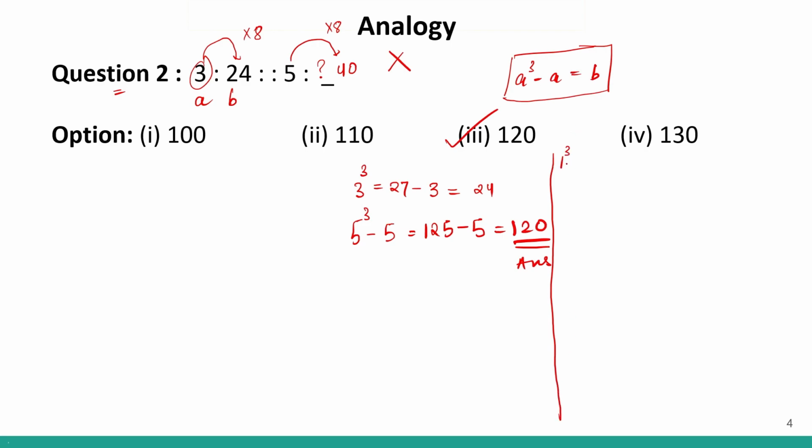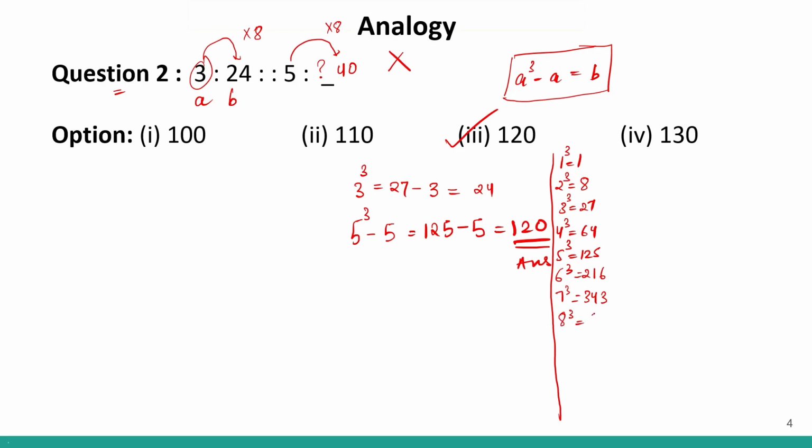What is 1 cube? 1. 2 cube? 8. 3 cube? 27. 4 cube? 64. 5 cube? 125. Then we have 6 cube. 6 cube is 216. 7 cube is 343.